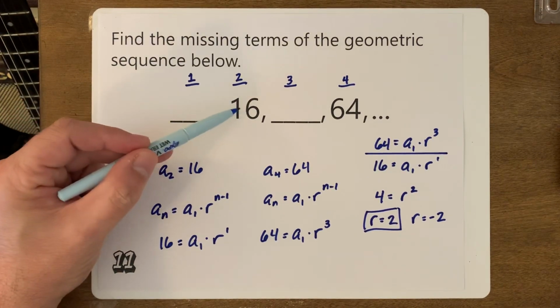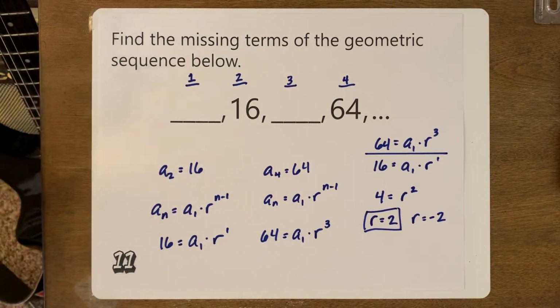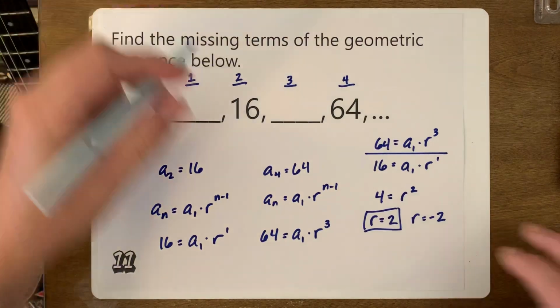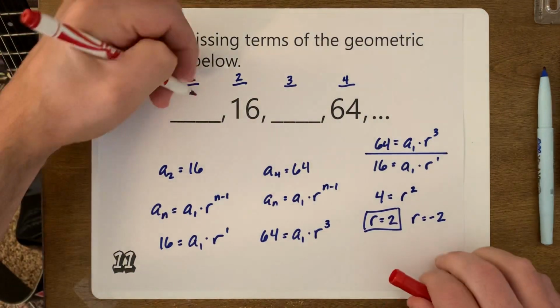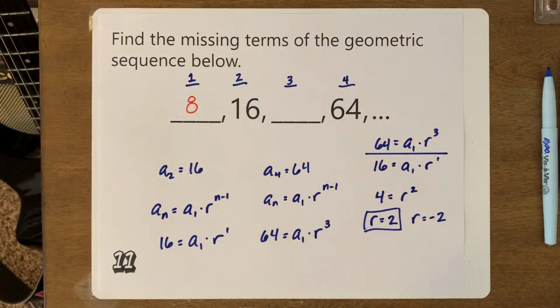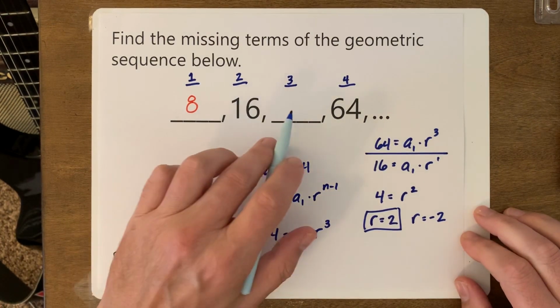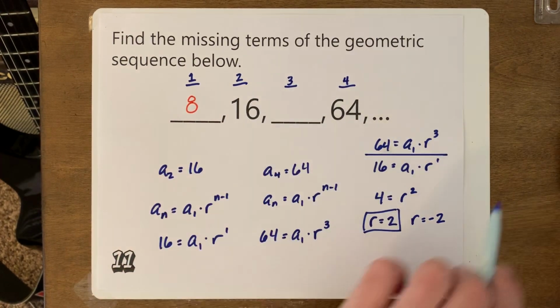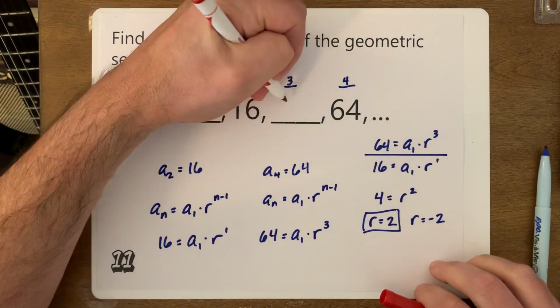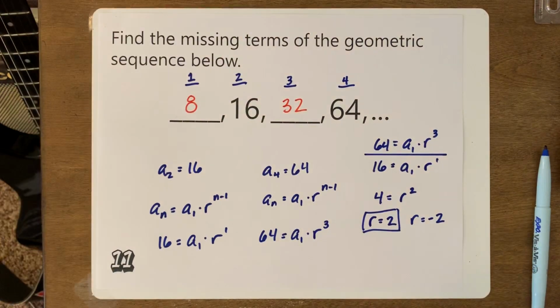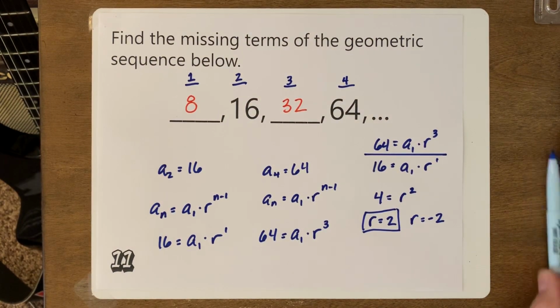Okay, so we need to find out this one right here. What times 2 is 16? Because your common ratio has to be 2. So let's put an 8 right there. Let me use a different color. We're going to put an 8 right there. Okay, so we got 8 times 2 is 16. 16 times 2 is 32, right? So let's put a 32 here. Okay, so are those two terms that would work? Definitely.